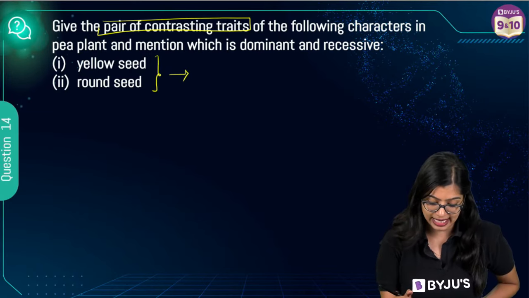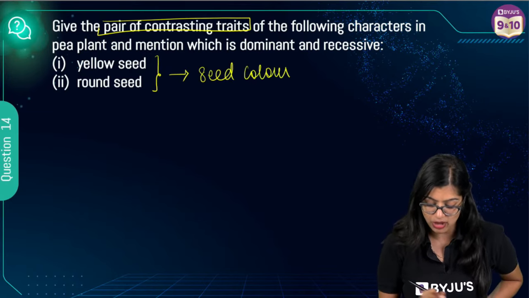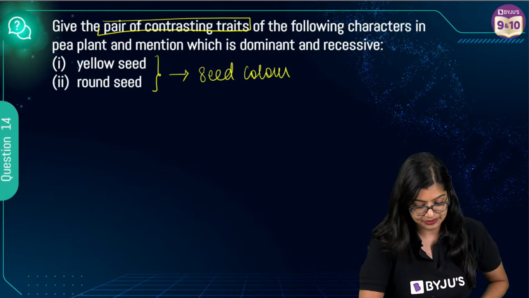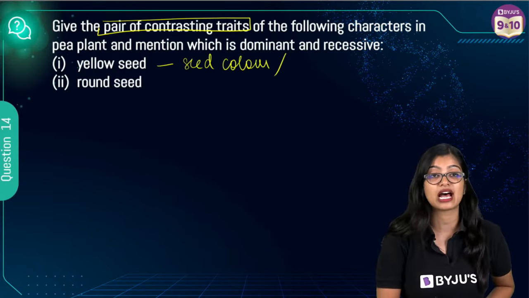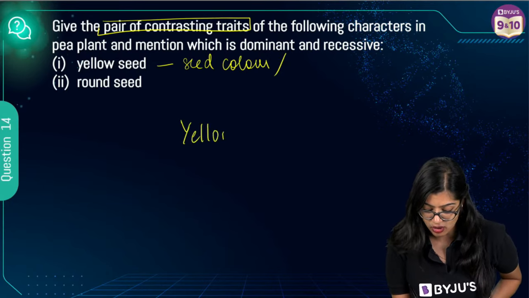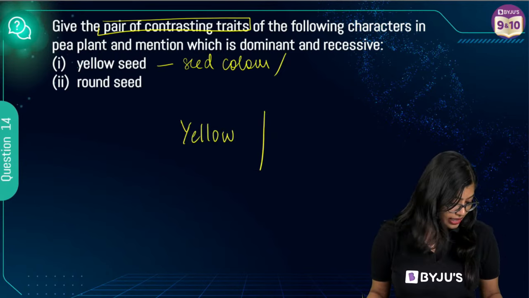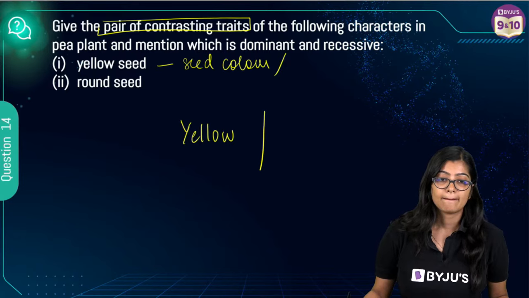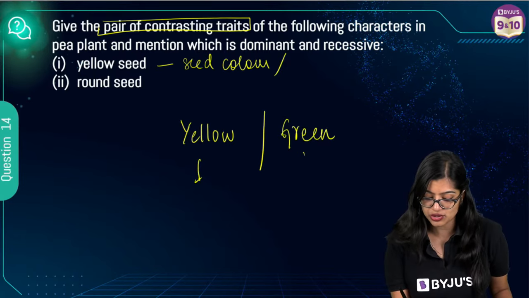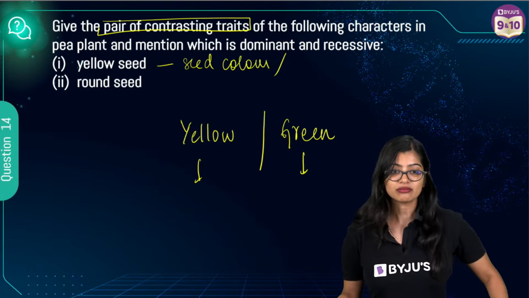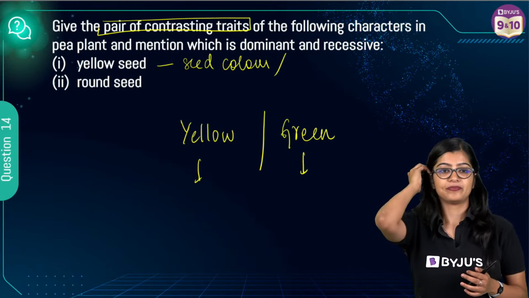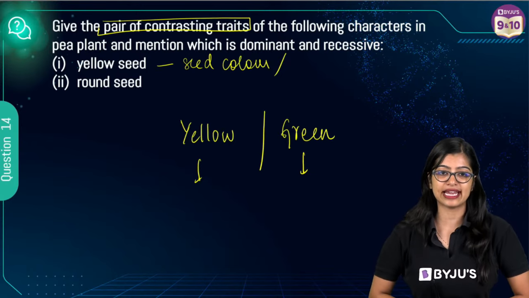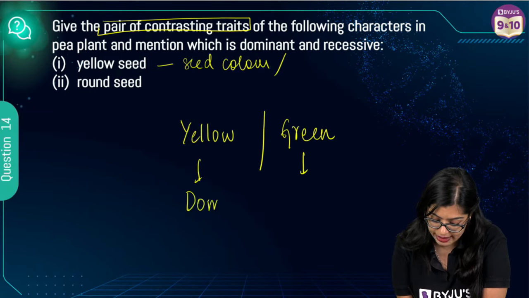Don't worry. Exactly. This is seed color, right? So here we are talking about seed color, and which is recessive and which is dominant. Yellow seed. Here we are talking about seed color, right? So which is the contrasting character to this? Yellow seed's contrasting character is what? Exactly, it is green. Out of which is dominant and which is recessive? Very good. So yellow here is dominant, while green here is recessive.